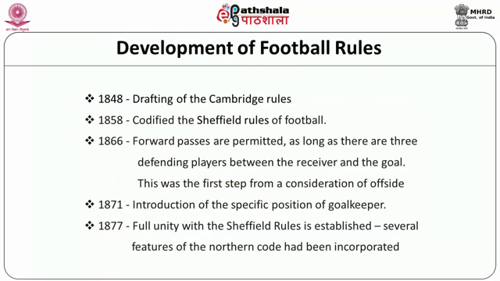Now, how were the rules developed from the ancient period? The development of football rules can be seen from the year 1848. That was the year when the first draft of the Cambridge football rules was framed. In 1858, the rules were codified and the Sheffield rules of football were introduced. In 1866, forward passes were permitted as long as there were three defending players between the receiver and the goal. This was the first step from a consideration of offside.